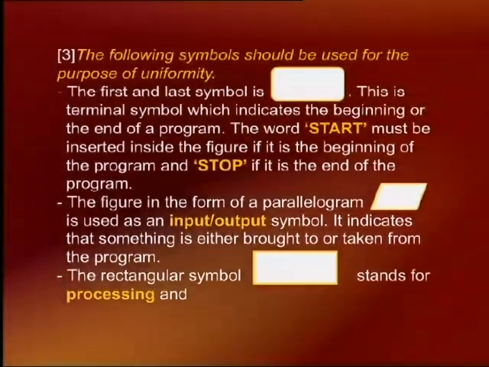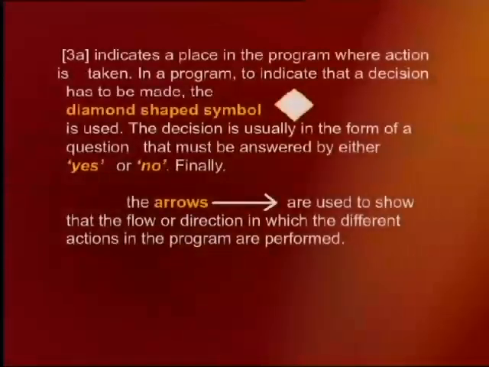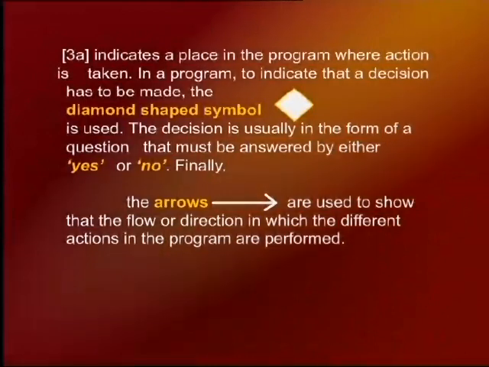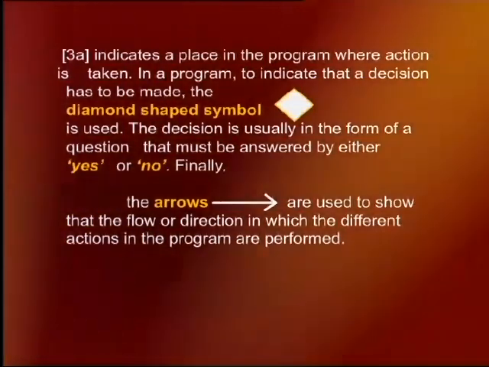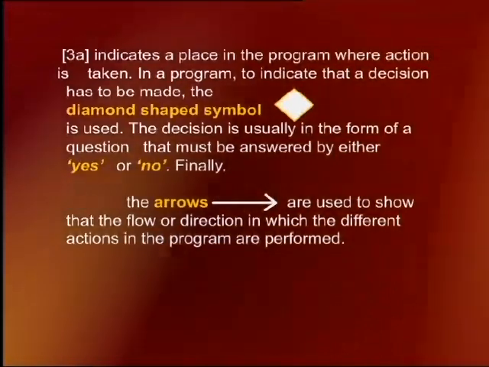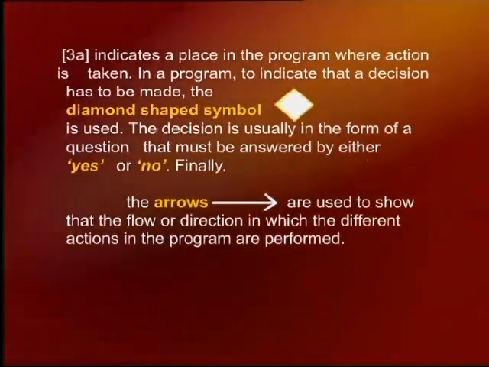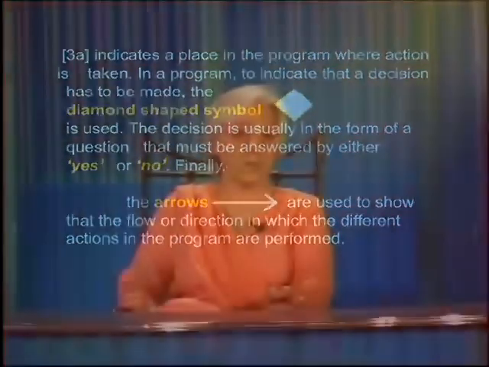The rectangular symbol stands for processing and indicates a place in the program where action is taken. In a program, to indicate that a decision has to be made, the diamond-shaped symbol is used. The decision is usually in the form of a question that must be answered by either yes or no. Finally, the arrows are used to show the flow or direction in which the different actions in the program are performed.